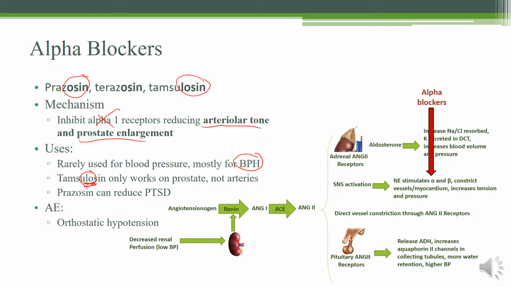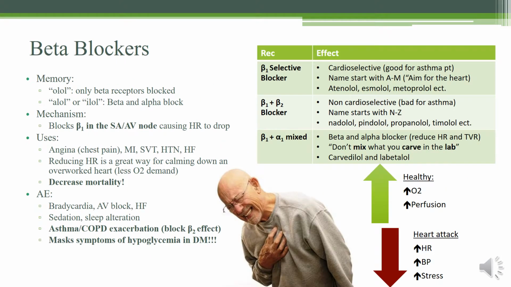Prazosin can also be used to reduce PTSD. So the way I remember that is that they both start with P, and I just remember prazosin can also reduce PTSD. The adverse effect is obviously going to be orthostatic hypotension because that's what happens when you take something that reduces your blood pressure.